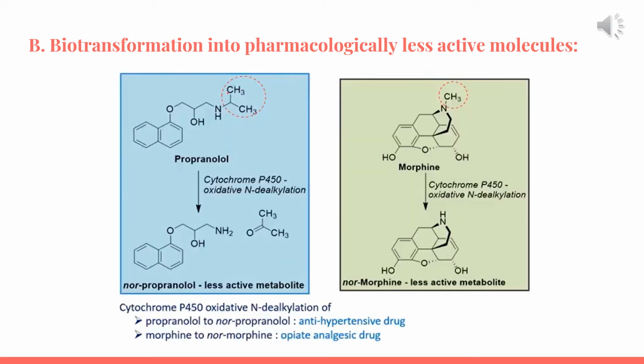Another significant example would be biotransformation into pharmacologically less active molecules. For instance, take the example of cytochrome P450 oxidative N-dealkylation of propranolol to norpropranolol, or the example of N-dealkylation by CYP450 of morphine to normorphine.